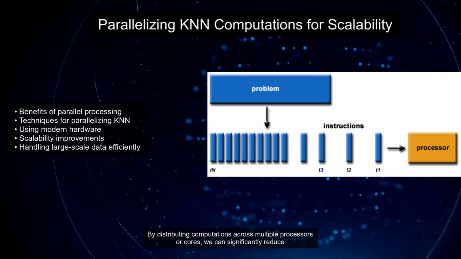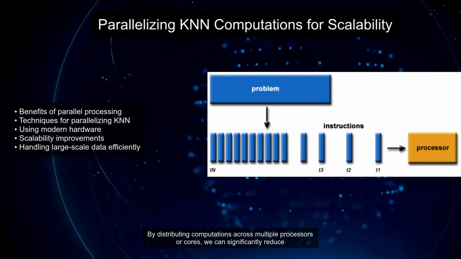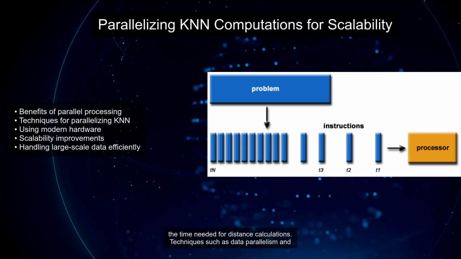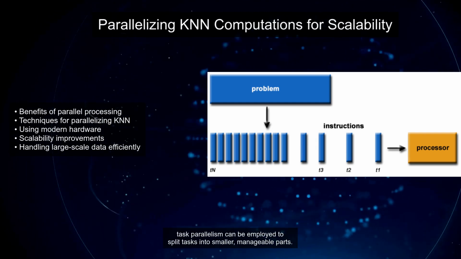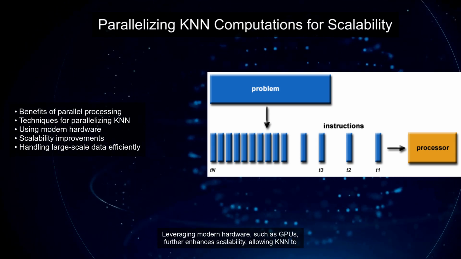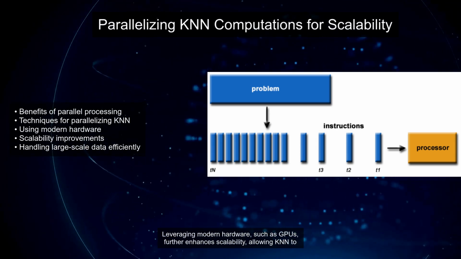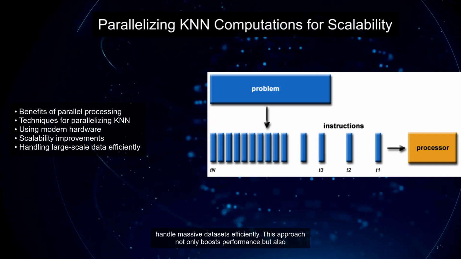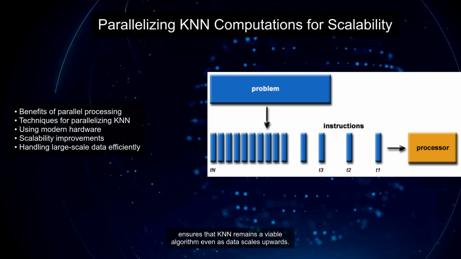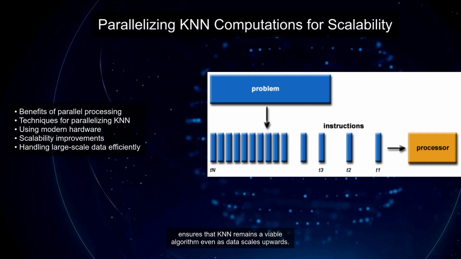By distributing computations across multiple processors or cores, we can significantly reduce the time needed for distance calculations. Techniques such as data parallelism and task parallelism can be employed to split tasks into smaller, manageable parts. Leveraging modern hardware, such as GPUs, further enhances scalability, allowing KNN to handle massive datasets efficiently. This approach not only boosts performance but also ensures that KNN remains a viable algorithm even as data scales upwards.